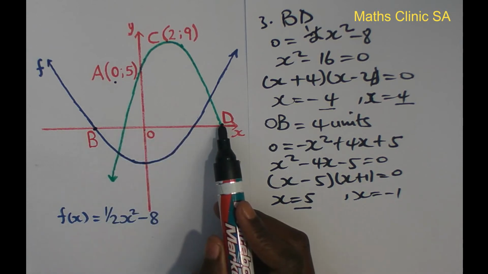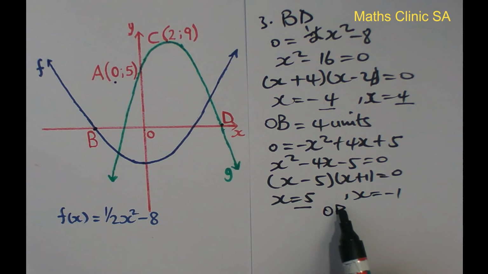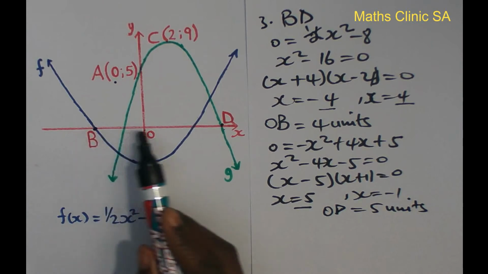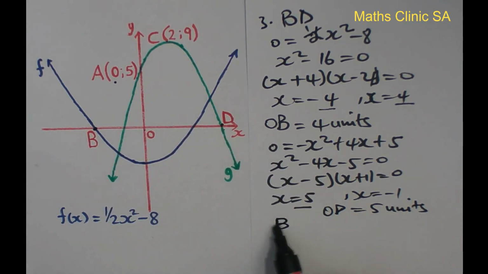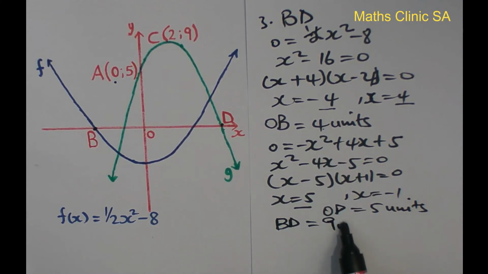Okay, but we want this value. So from O to D, it's 5 units. So OD is 5 units. Now from B, BO plus OD gives BD. So our BD is 4 units plus 5 units, which is 9 units. So the distance OBD is 9 units.